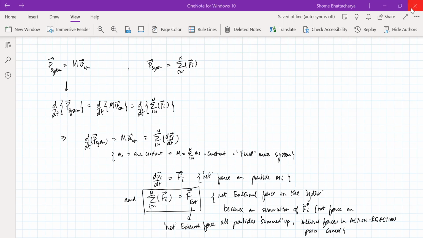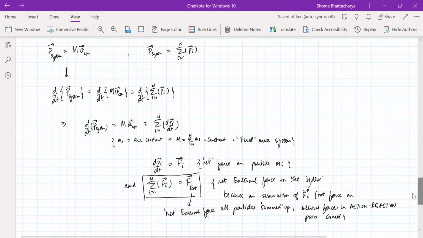Okay, so because of Newton's third law principle that every action has an equal and opposite reaction, when we sum up all the forces acting on a system, the internal forces are present in action-reaction pairs. So they have to cancel, and you're left with the net external force. Okay, so now coming back to the earlier statement that rate of change of momentum of the system is equal to summation of rate of change of Pi.